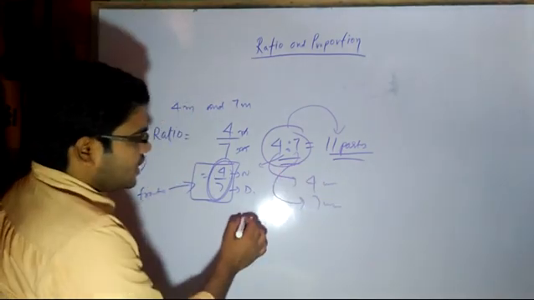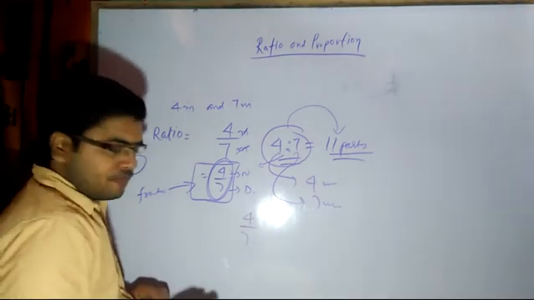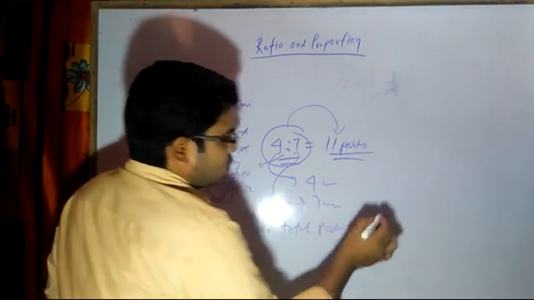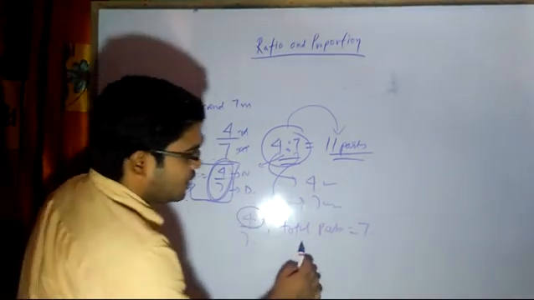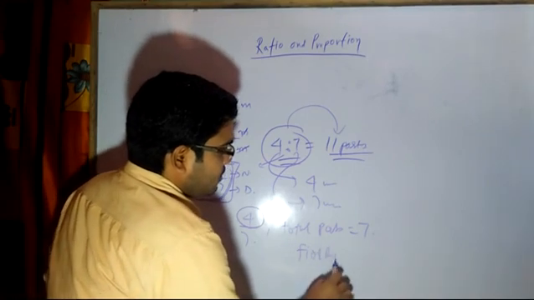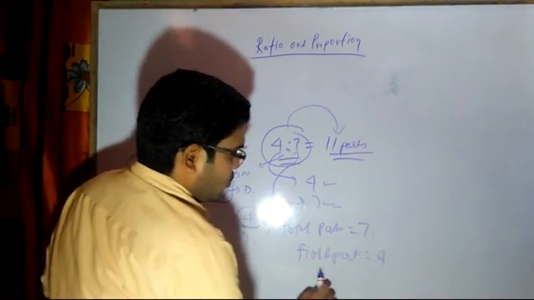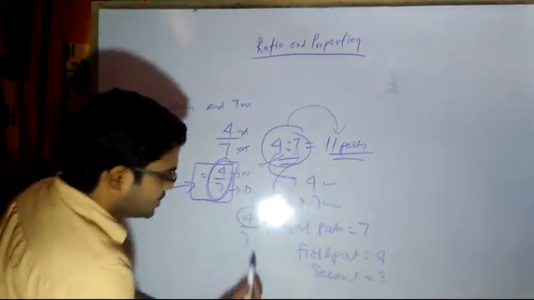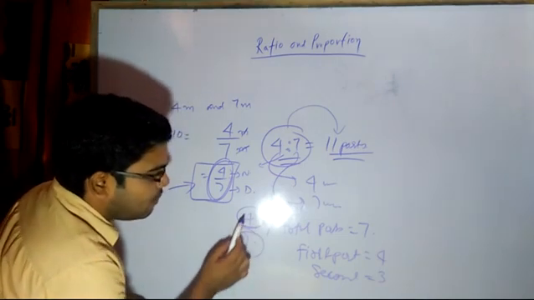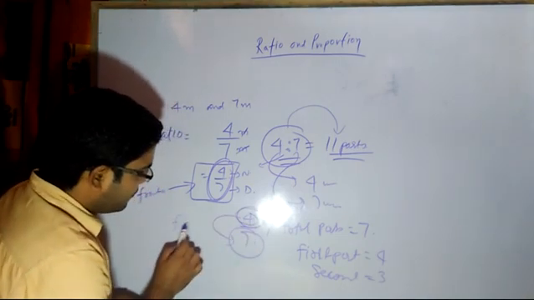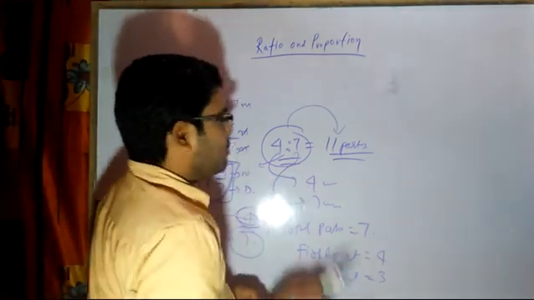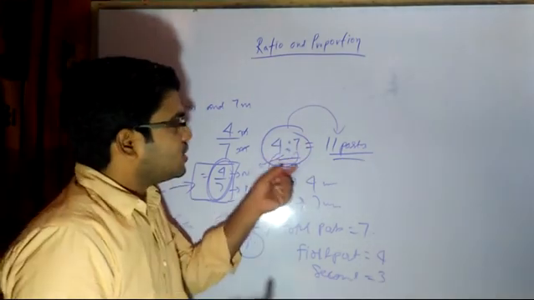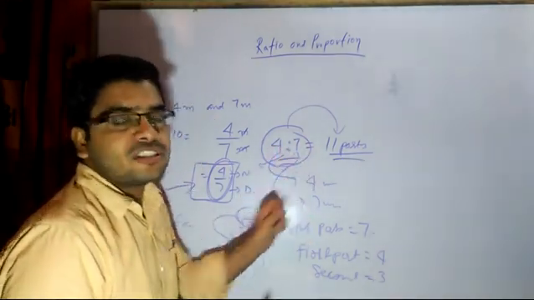Total 11 parts are there, out of which one part is 4 units and the other part is 7 units. But if I say 4 by 7 is a fraction, then total parts is equal to 7, out of which the first part is equal to 4 and the second part is equal to 3. That means in the denominator of a fraction we write the sum of both the parts, but in a ratio we never represent the sum of the parts in the denominator.